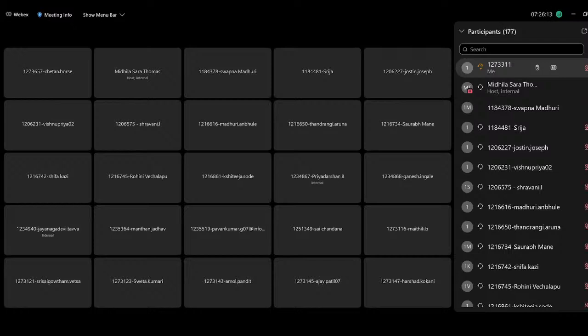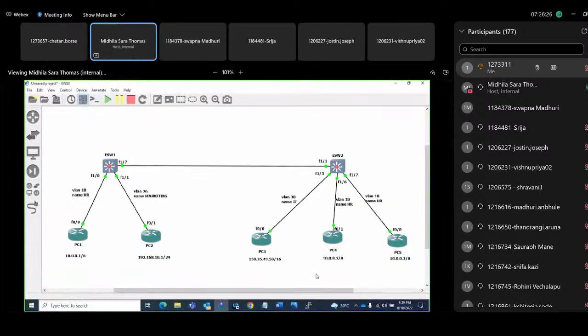Guys, the meeting is not over, okay? Even if I'm leaving you, it's by at least 5:30. I'm making the topology for you. I'll share the screen now. Let me know if it's visible.